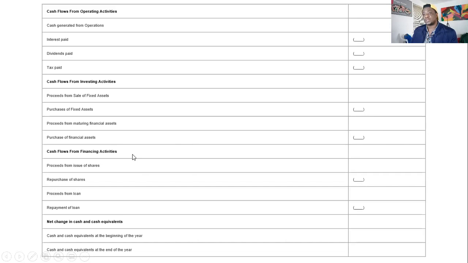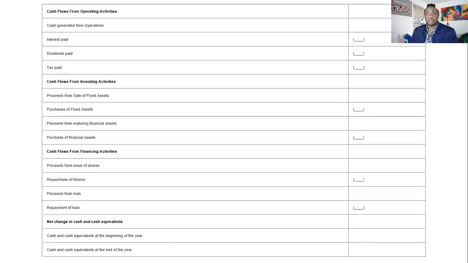And then after that, you have financing activities. If we issue shares, we get money. If we repurchase shares, then we lose money. You can see with the brackets there. If we take out a loan, we get money. But if we repay a loan, then money comes out of the business. And then we add or subtract the cash and cash equivalents at the beginning. If we add the net change plus the cash and cash equivalents at the beginning, we get the cash and cash equivalents at the end of the period.